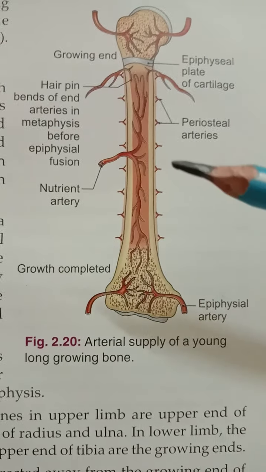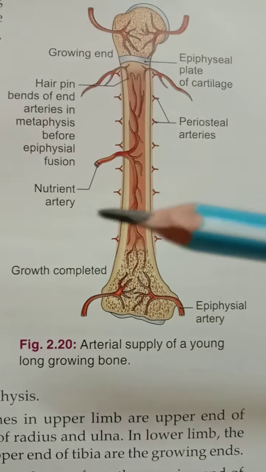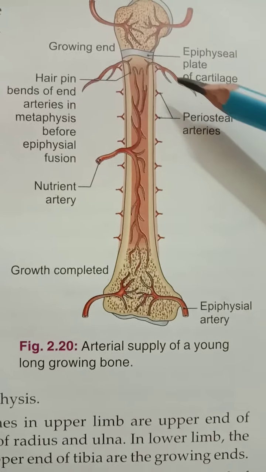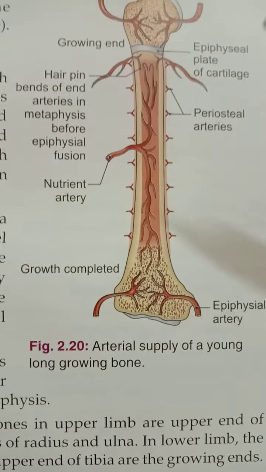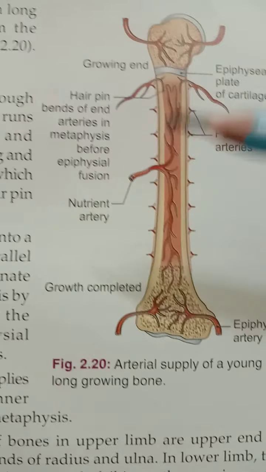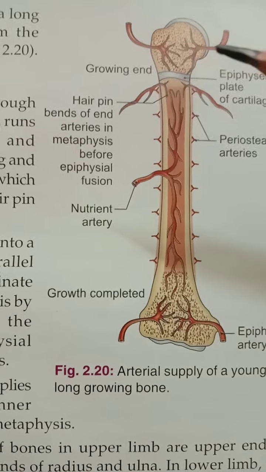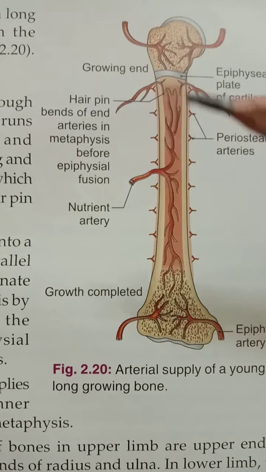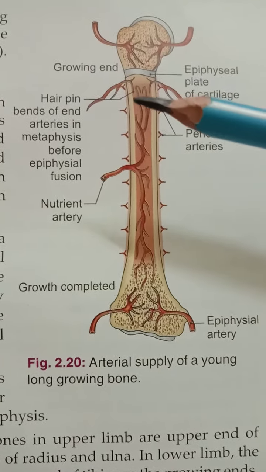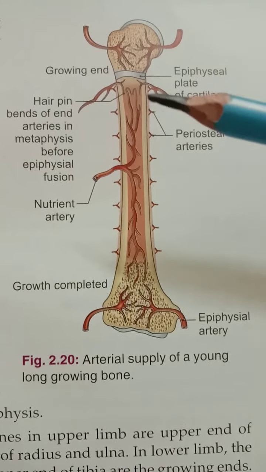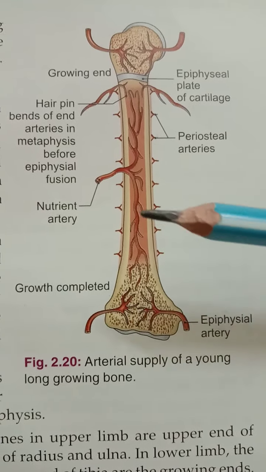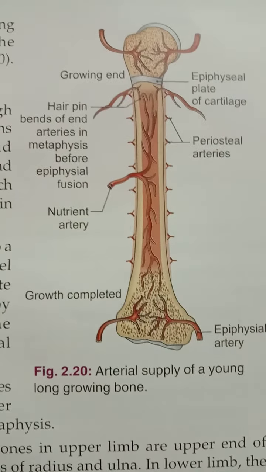Then the metaphyseal artery. So the metaphyseal arteries are derived from the neighboring systemic vessels, and they pass directly into the metaphysis and reinforce the metaphyseal branches from the primary nutrient artery. For the anatomical basis of osteomyelitis, we have to see that it is the metaphysis.